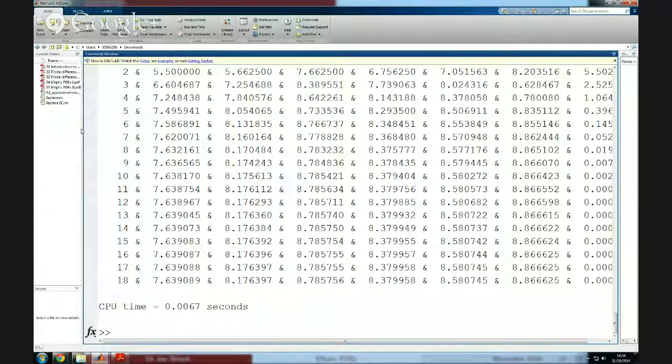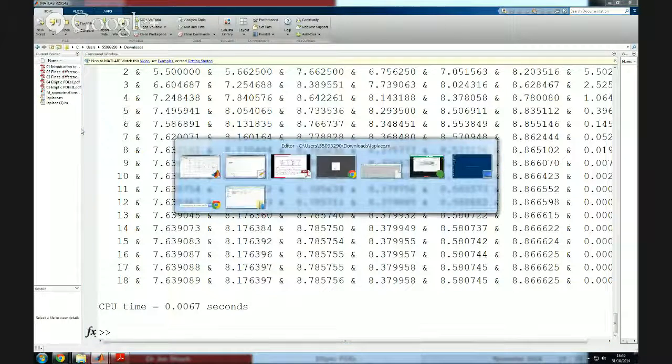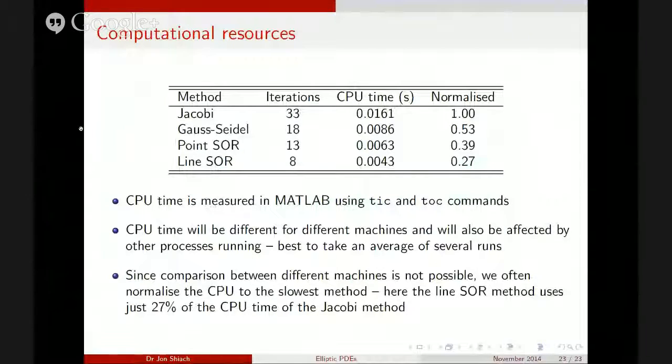So what you should really do when calculating this CPU time is run it a number of times, say 10, and take the average. That will give you a better value for the CPU time. CPU time will also, let's say I'm running YouTube in the background, that's going to take up some memory. Let's say I've got email open, let's say I'm doing all this other stuff on the computer. That's going to slow it down.